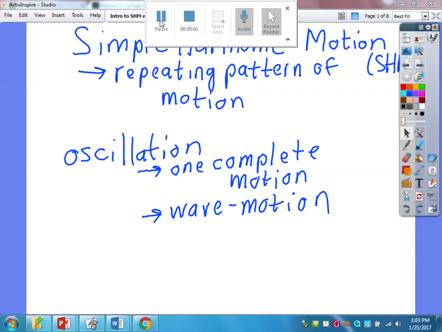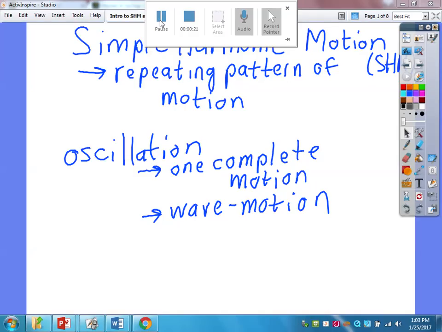Hi, this is Mr. Yeager, and today we are looking at simple harmonic motion, and we're going to start off with pendulums. So this is an introduction to some of the terms and what simple harmonic motion is, and then we're going to look at one type of simple harmonic motion, and that involves pendulums itself. Then you'll see in a later video, we're going to look at springs.